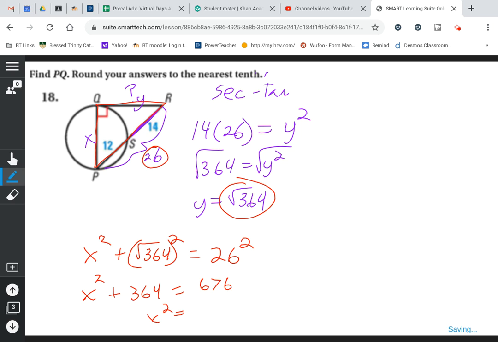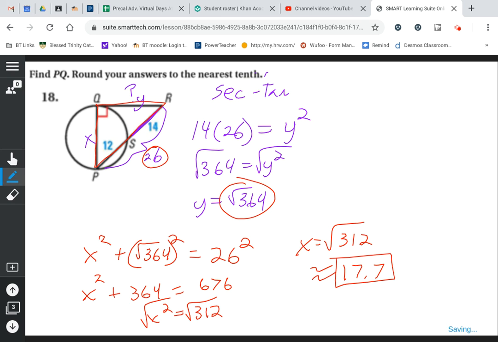So x squared equals 676 minus 364, which is 312. And we take the square root of both sides. So x equals the square root of 312. Since we're looking for the nearest tenth, we plug that in our calculator and we get 17.7. It's really 17.66, but to the nearest tenth, one decimal, gives me 17.7.